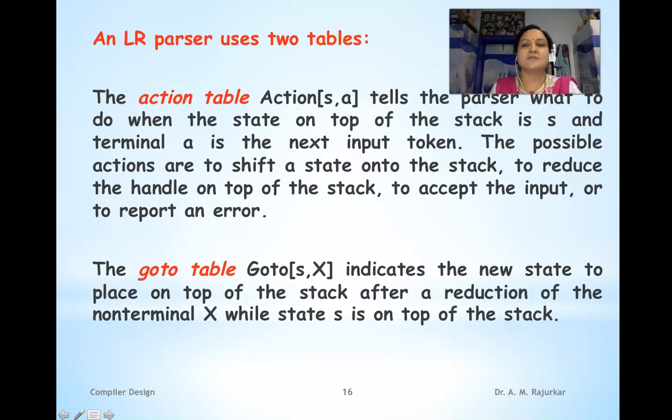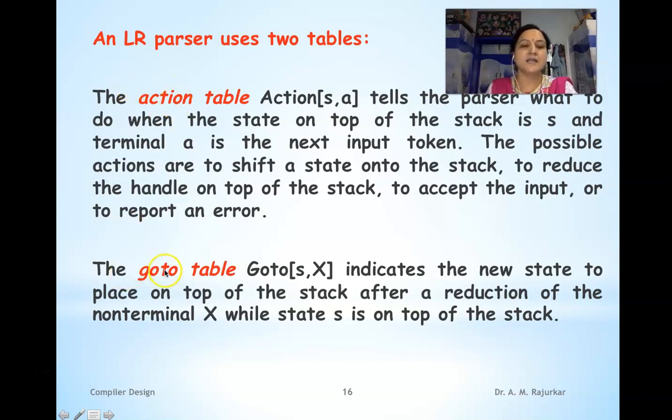The simple LR parser uses two tables. The first is called the action table, and the second is called the goto table. In the action table, action[S, A], S stands for states, which are the rows of the parsing table, and A stands for terminals of the given grammar, which are the columns. This action[S, A] tells the parser what to do when the state on top of the stack is S, the state number, and terminal A is the next input token available in the input buffer.